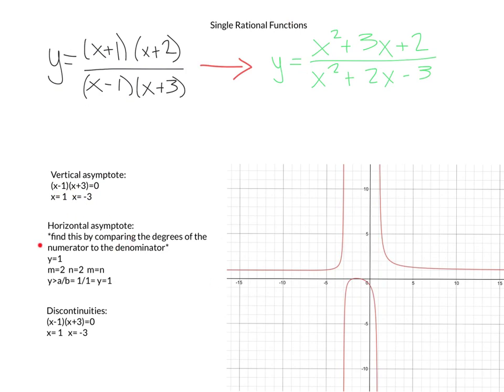To find the horizontal asymptote, you compare the degrees of the numerator to the denominator. So you look up here, and in the numerator, the highest degree is 2, and in the denominator, the highest degree is also 2. So since they're equal, you must do y is equal to a over b, and you plug in your terms. So you have 2 over 2, which is also 1 over 1, so y equals 1, which means that your horizontal asymptote is 1, and you can see that right here. The discontinuities, you also set those equal to 0, and then you have x equals 1 and x equals negative 3.